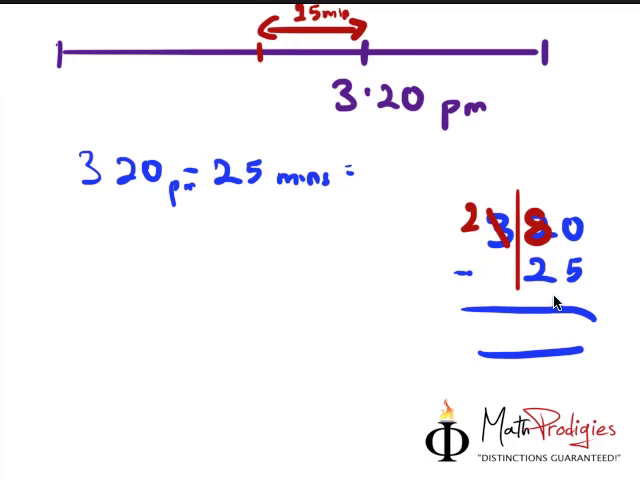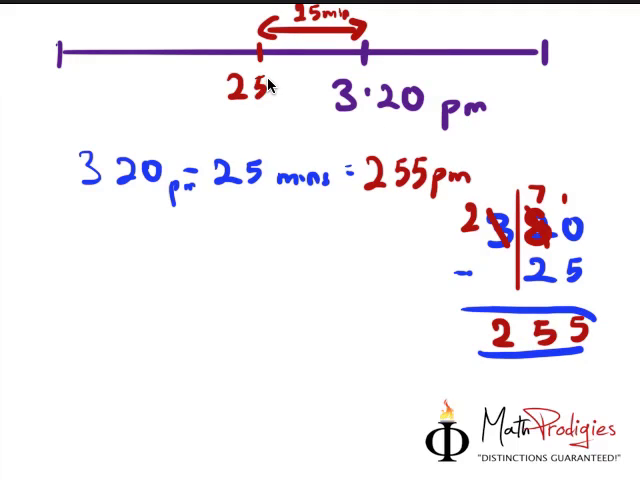Now 80 minus 25. 10 minus 5 gives you 5. 7 minus 2 gives you 5. Therefore the time is 2:55 p.m. So 2:55 p.m. Okay, that's the first answer, part A.